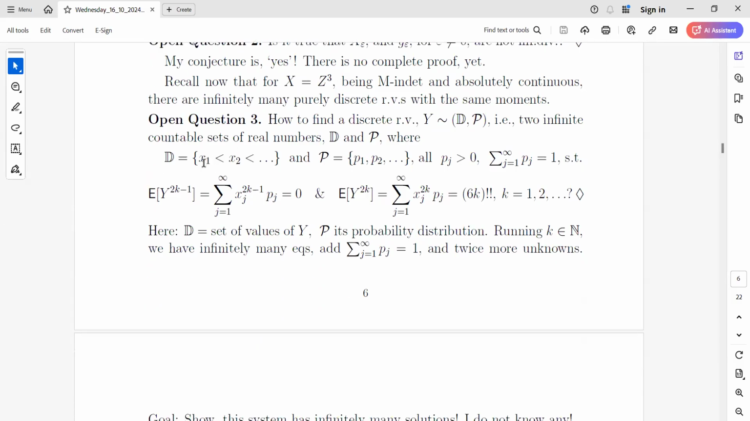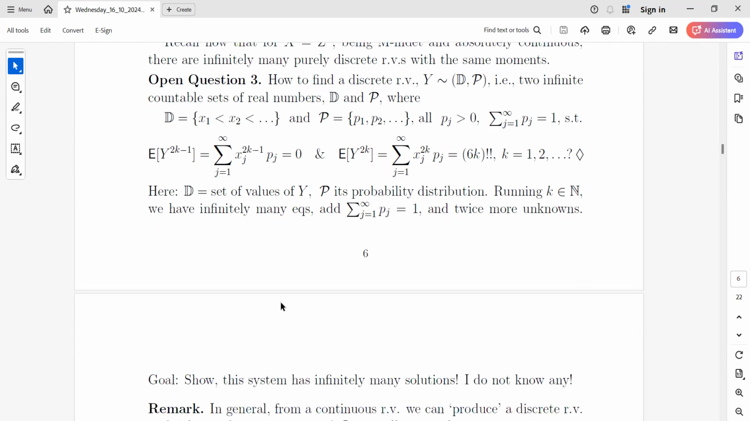And here's the next open question. So how to find discrete random variables? We are looking for two sets, D, a set of real numbers, ordered, and P, a probability distribution over these, such that the following system is satisfied. So all odd order moments are 0, and all even order moments are given by this.